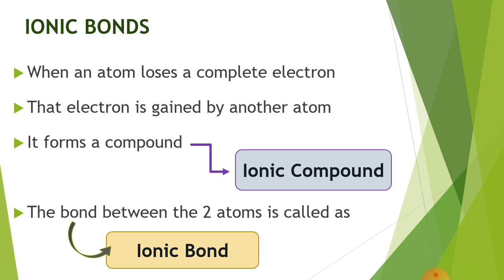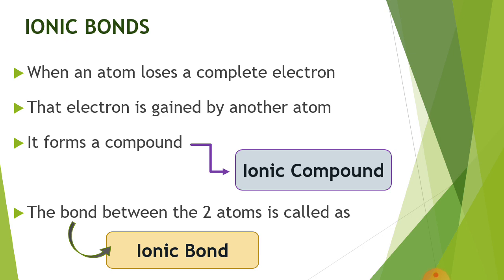Here is the ionic bond. When an atom loses a complete electron, that electron is gained by another atom. It forms a compound, and such a compound is called an ionic compound. The bond between the two atoms is called an ionic bond. So what is an ionic bond? An ionic bond is a bond formed between two atoms in which one atom loses the electron and that electron is gained by the other atom.